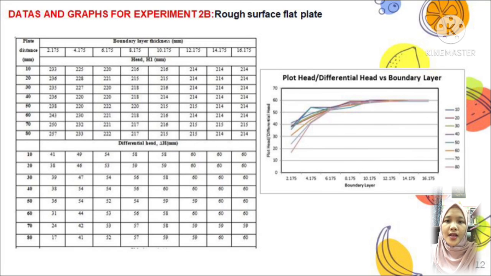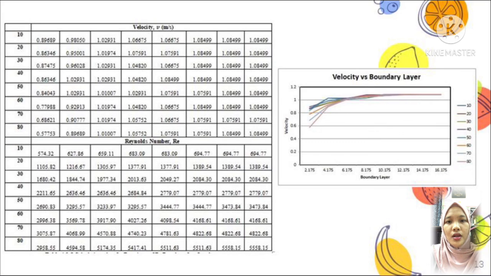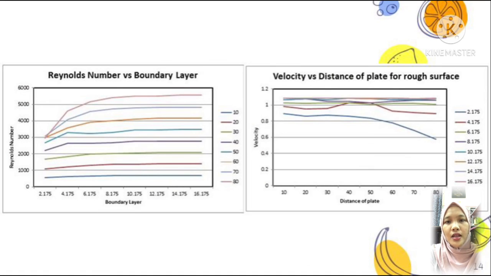And the last experiment is for the rough surface. The same goes as the previous one, just this time it used a rough surface. After the data is calculated, graphs will be plotted too. And all graphs have logarithmic growth except the velocity versus plate distance graph for the rough surface, which shows that as distance increases, velocity decreases too.